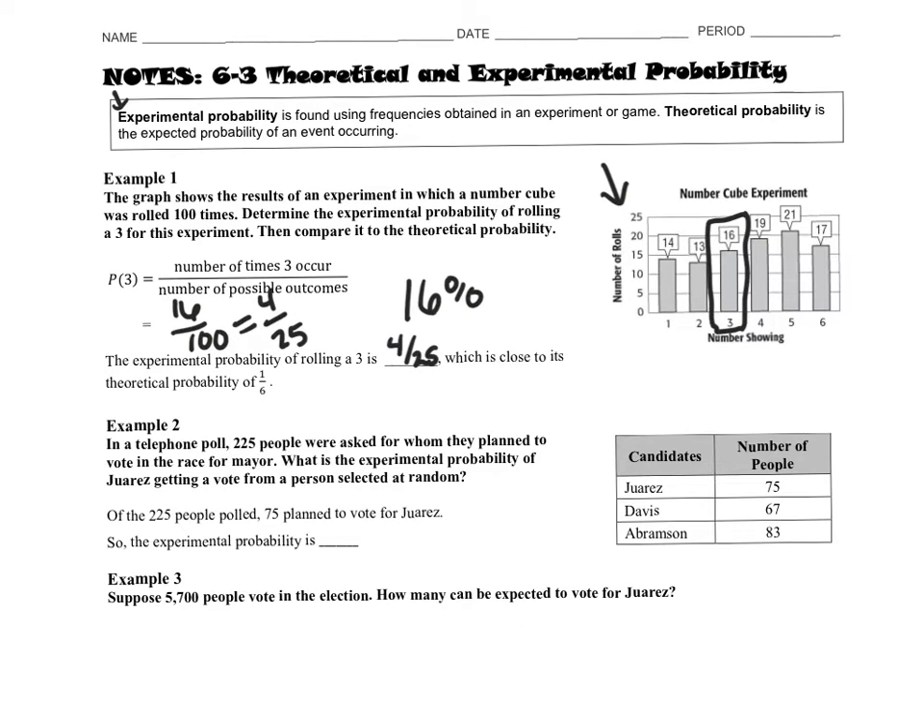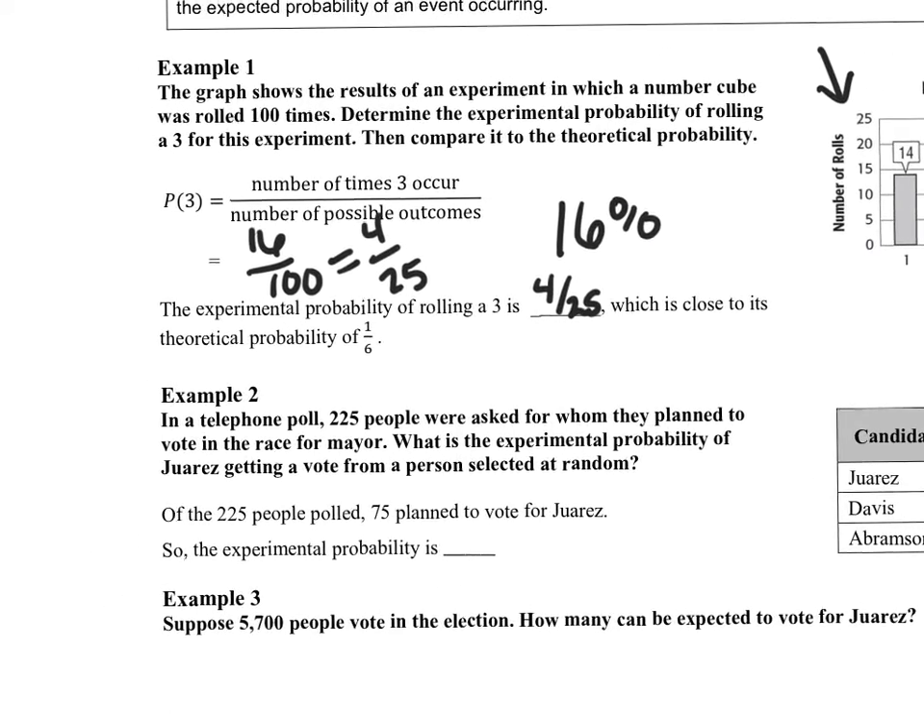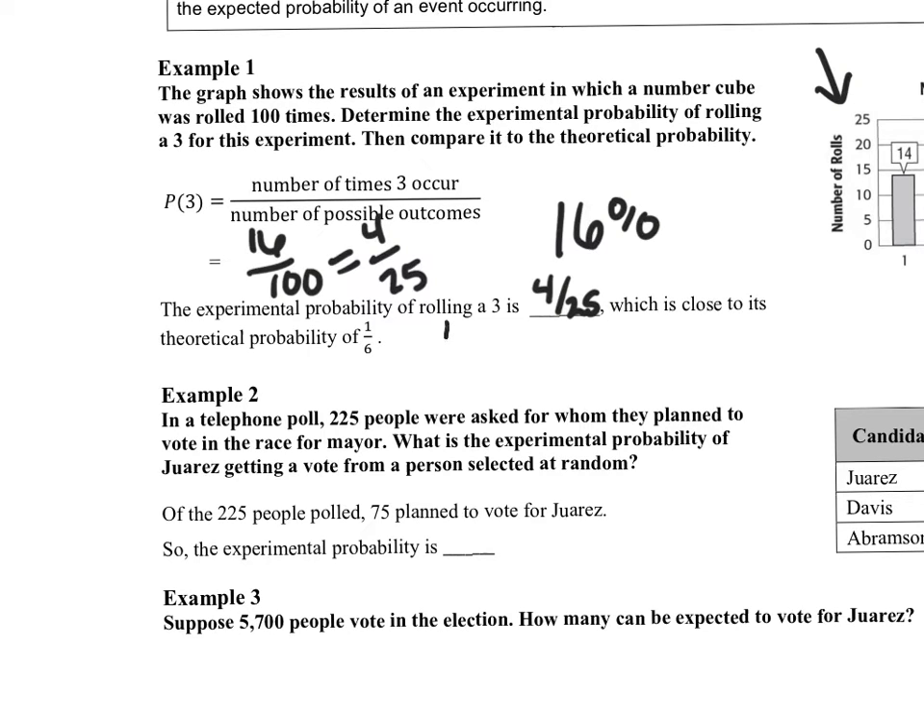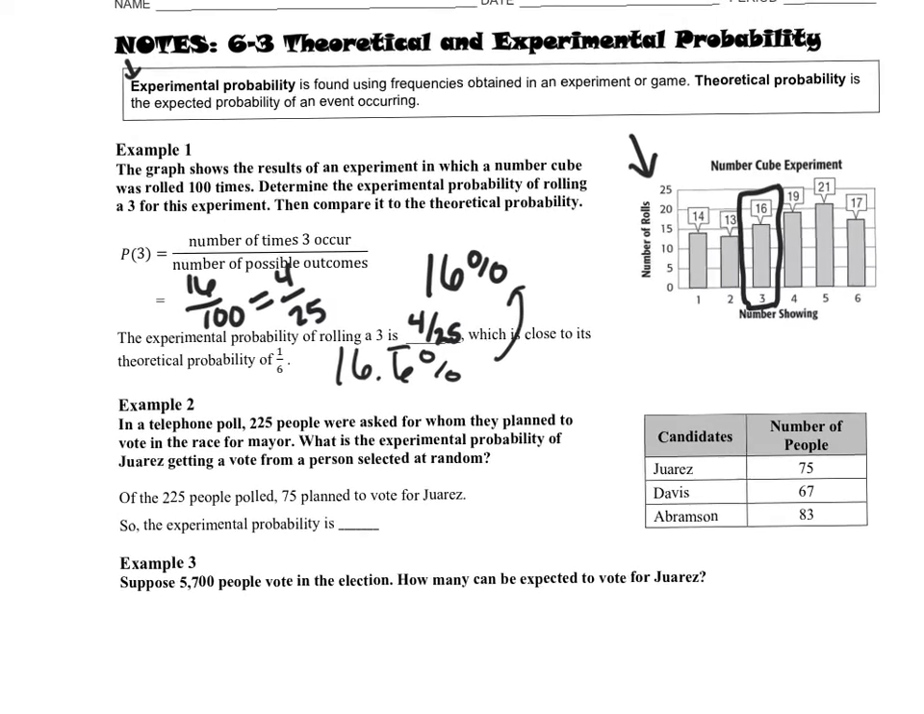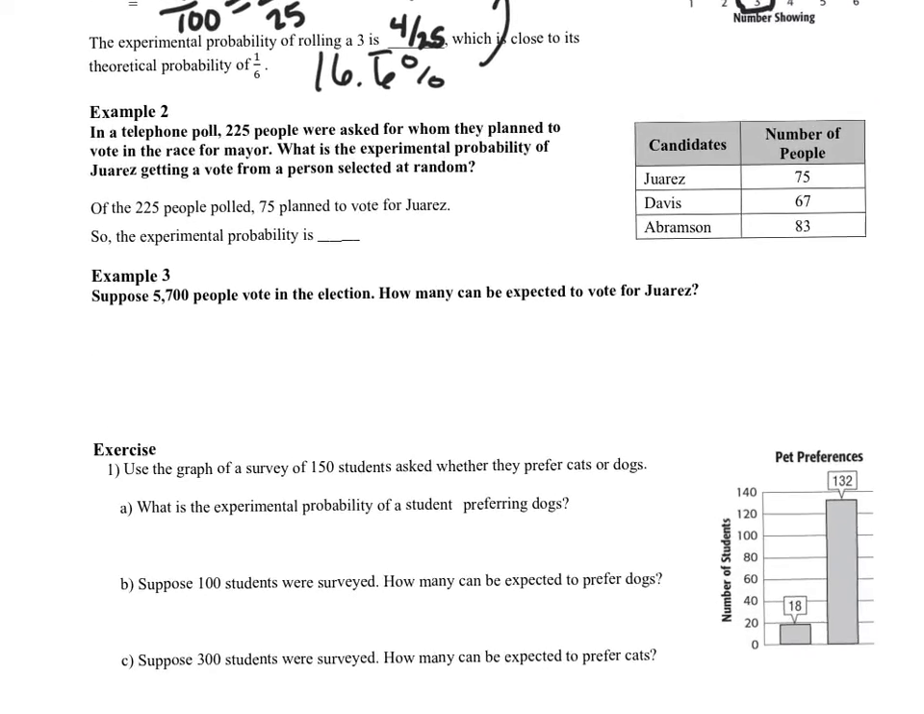You good with that so far? Okay? Which is close to the theoretical probability of 1/6. 1/6 is the theoretical. If I rolled the dice, what would be my probability of rolling a 3? 1 out of 6, right? Okay? If I were to turn 1/6 into a percentage, it would be 16.6 repeating percent. Is that pretty close to the actual percentage? Yeah, it's pretty close right there. It's less than a percentage point off. So it looks like it's pretty true between theoretical and experimental. Yes? Okay? Now, look at example 2.